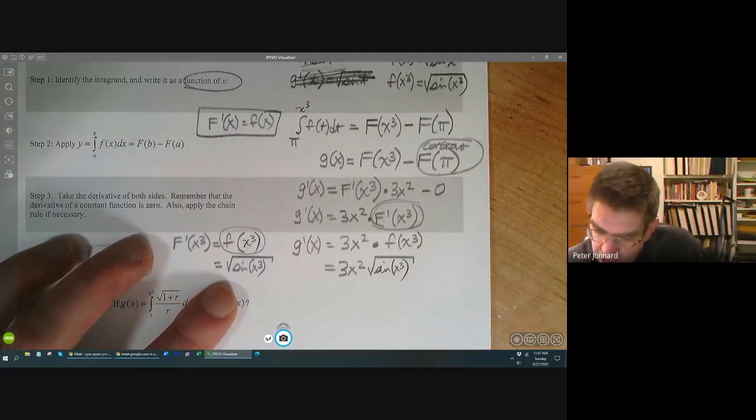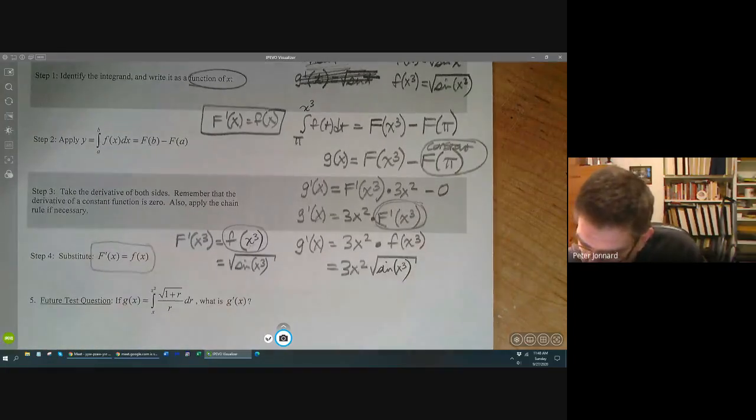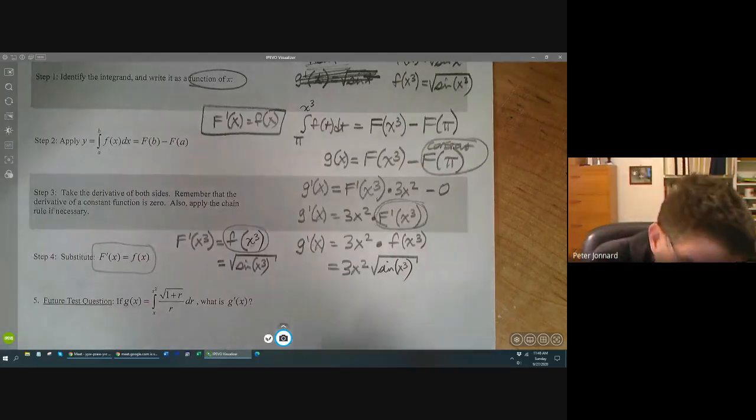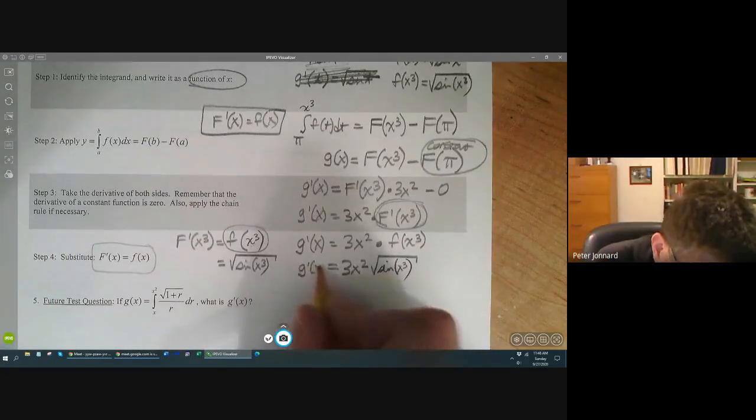I'm trying to find it in my old notes from before when I did this problem. And there it is: 3x squared times the square root of the sine of x cubed. So this is g prime of x.